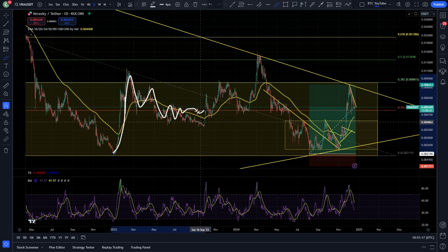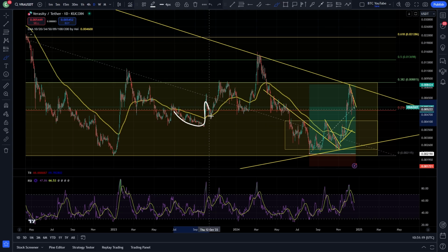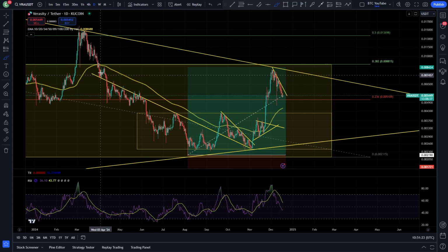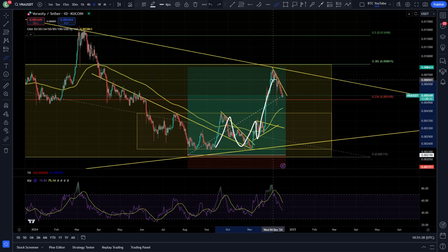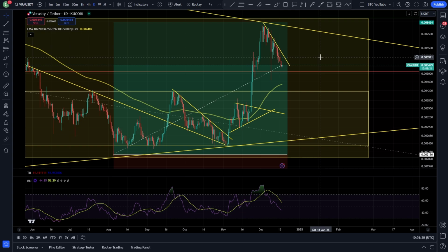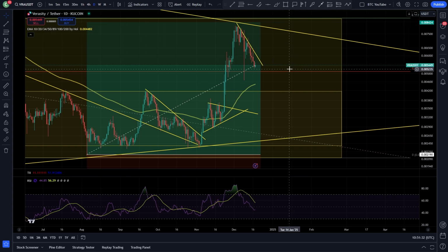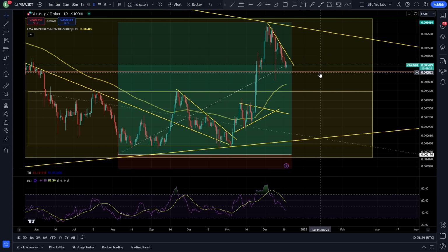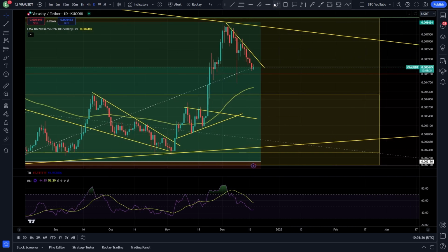bounced at it quite a few times as support, got a little trickle below, retested it again as support multiple times, but then obviously with Bitcoin chopping sideways as much as it was, we did come down, test the bear market low, and then bounce back to the upside. You can see here Verasity right now just following the market. We're waiting to see what will happen next with Bitcoin, but overall I'm not too concerned about this price action.